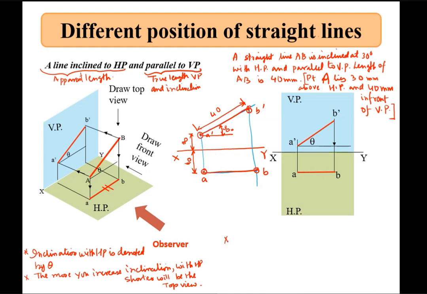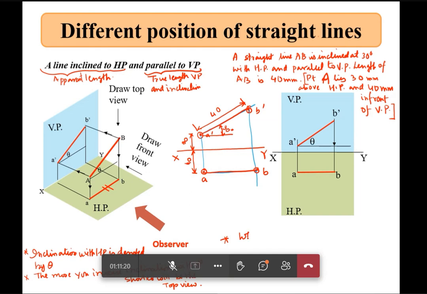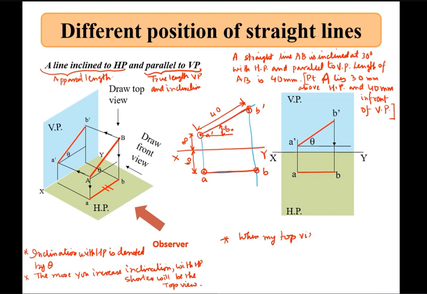So my important conclusion is that when my top view is parallel to the XY line and the front view is inclined, right? Then what does it denote? A straight line inclined to HP and parallel to VP.